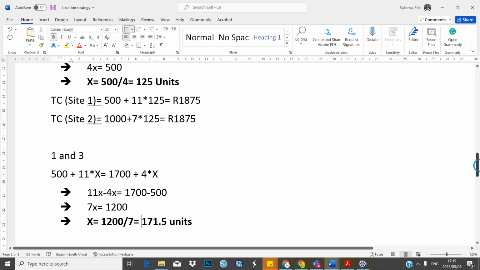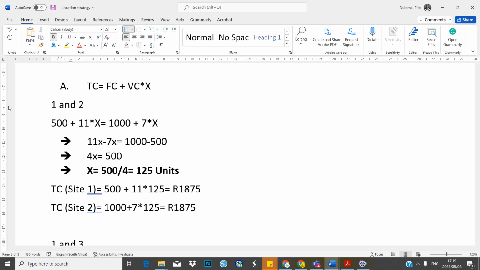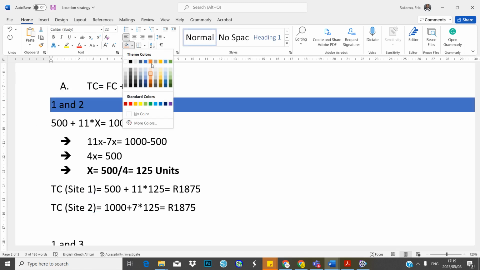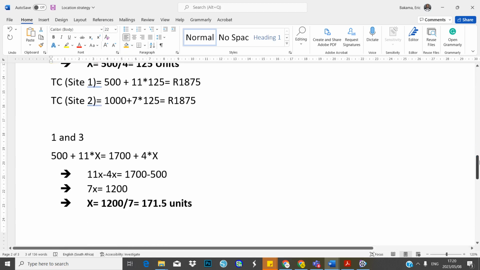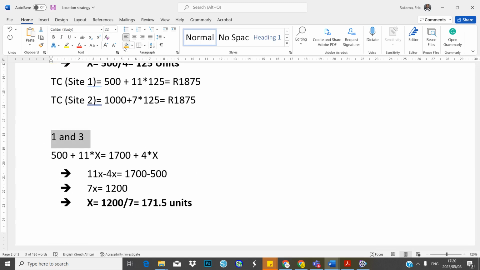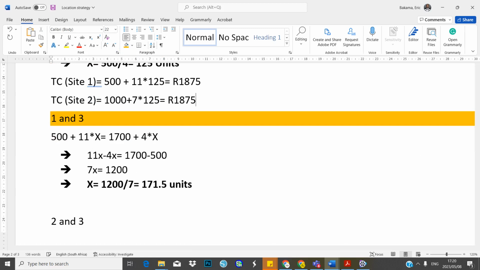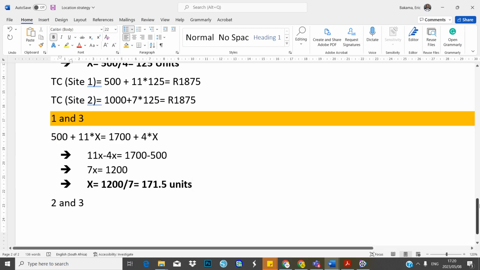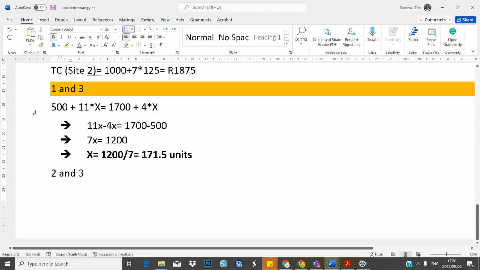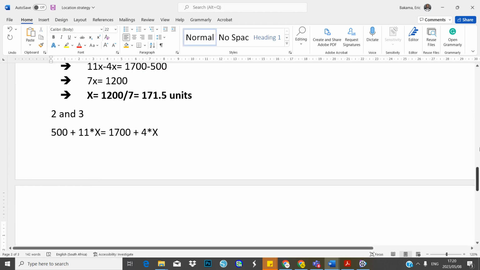And then the last one now, so let me highlight it a little bit like this so that we know that this is 1 and 2, and as we go up here, this is 1 and 3, and then this other one is 2 and 3. So for 2 and 3, the principle is still the same. So we're going to work on the total cost equal to the variable cost and everything.